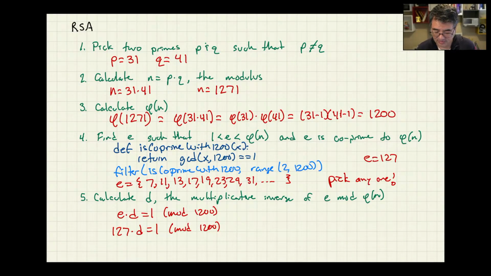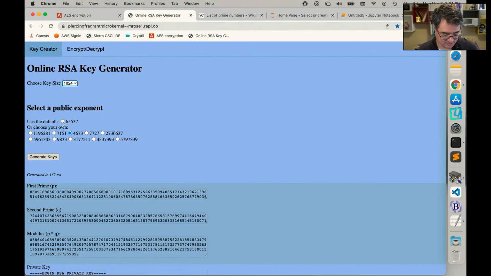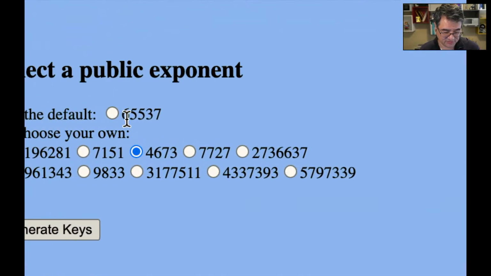So really the hardest part about all of this is step number 4, find a number that's coprime. And that is why in the demo that I did over here, let me zoom in, there was a default. This number here, 65,537, happens to be used by quite a few implementations because it's a prime number. And it's nice because it's very close to 2 to the 16th, so it's very close to a power of 2, and it's a prime number. So very often the value of E is just simply chosen to be that number, and then D is calculated from that.